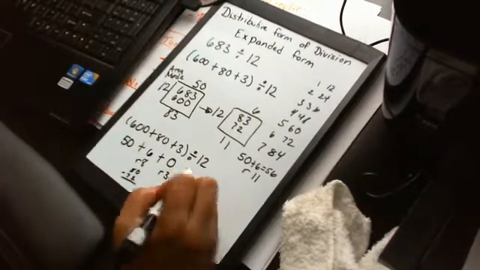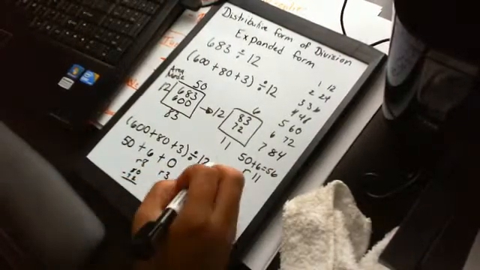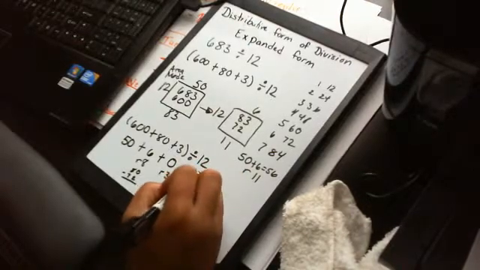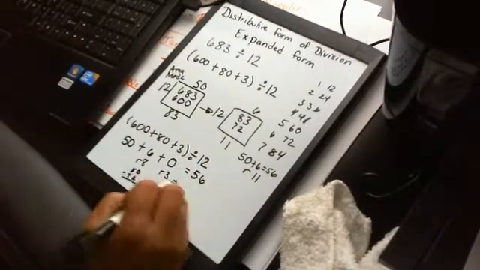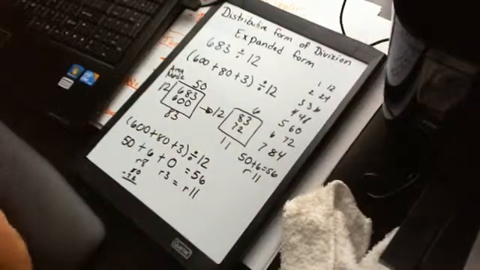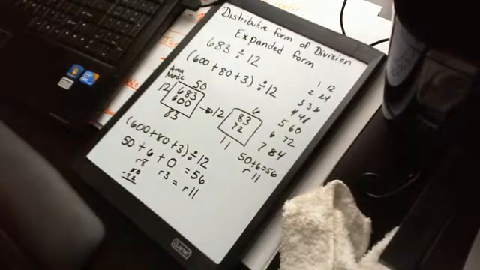Now we add the top numbers, and then we add our remainders. So 50 plus 6 plus 0 is 56. 8 plus 3 is remainder 11. And that's how you work that problem out.